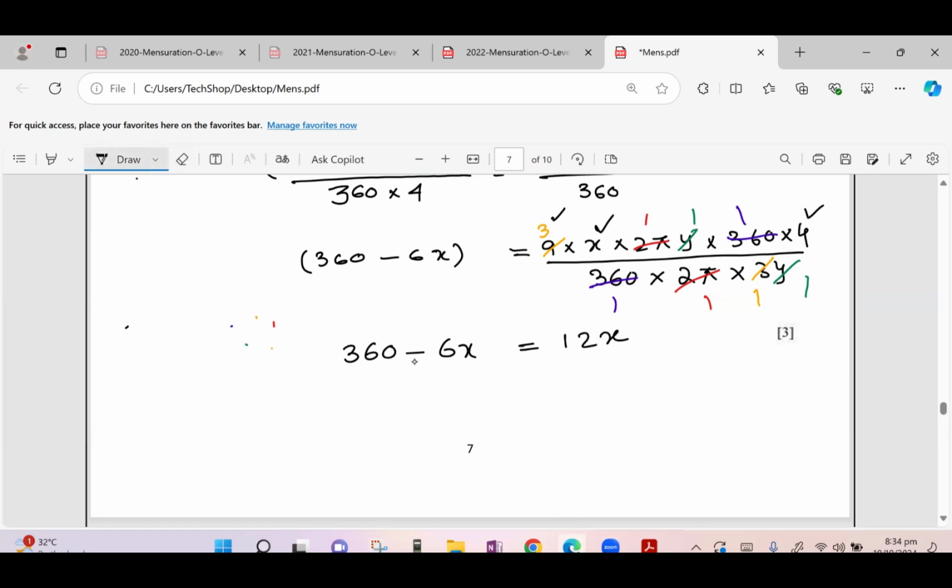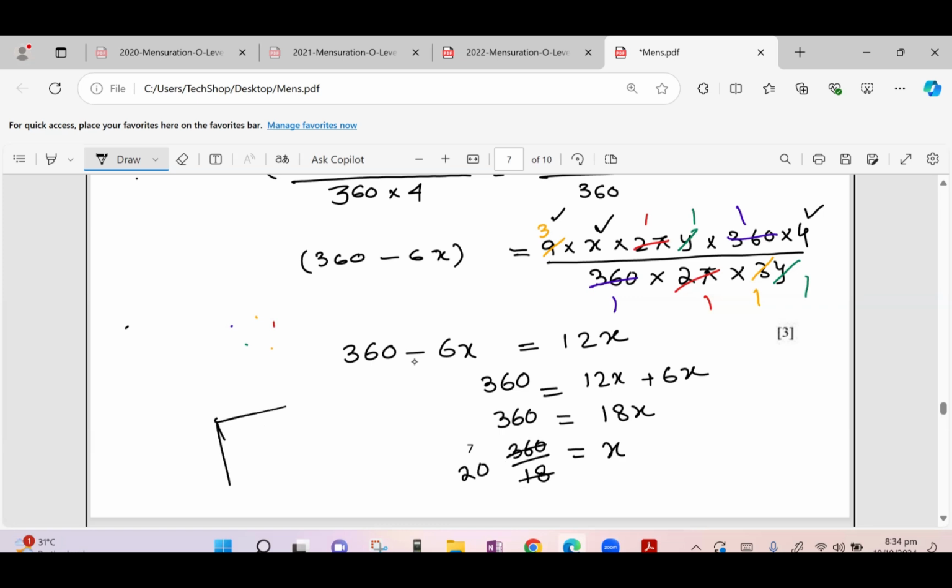All clear? Now make x the subject. So 12x plus 6x equals 360. 18x equals 360. x equals 360 divided by 18. What? 20. Yes, so you have shown that x equals 20. Ryan, did you get the idea how to solve this?